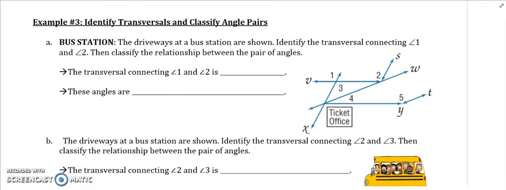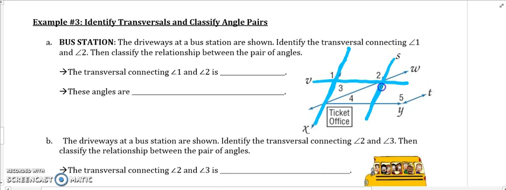The problems at a bus station were shown. Identify the transversal connecting angle 1 and 2, then classify the relationship. Okay, I really think it helps to extend these parallel lines. So I'm extending all the lines connecting 1 and 2, and now it looks more like the picture we're used to seeing. So 1 and 2 is running this way, the transversal would be. And so I have this one on the top left and this one on the top left. So they are corresponding.